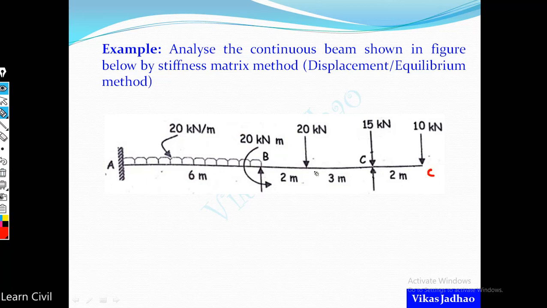A point load of 20 kN is acting at a distance 2 meter from end B and at a distance 3 meter from span end C. A point load of 15 kN is acting at support C and a point load of 10 kN is acting at the edge of this overhanging portion CD.